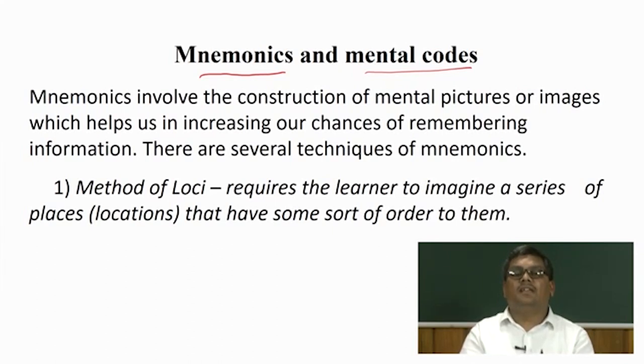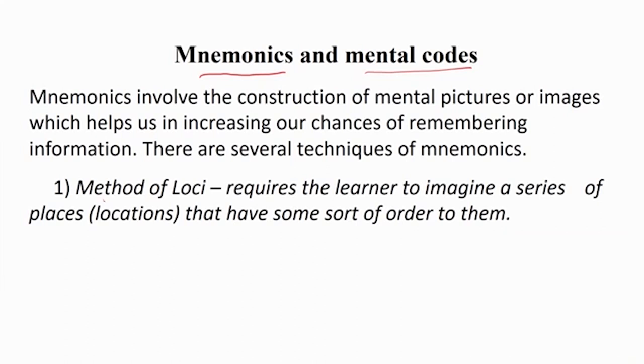Now, one of the first and most famous mnemonic techniques that has been used for creating mental codes, for remembering things together, and for organizing information, is called the method of loci. What is the method of loci? It requires the learner to imagine a series of places or locations that have some sort of order to them. If a large bit of information has to be remembered, I create a mental image of a house or a number of locations and then tag each piece of information onto these locations.